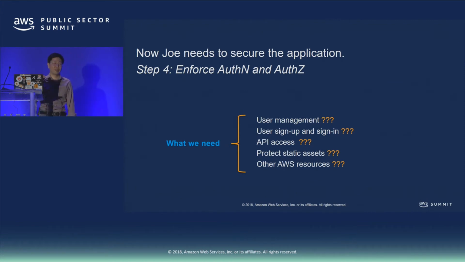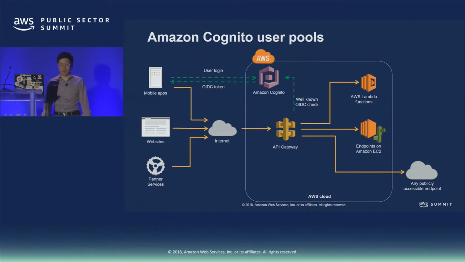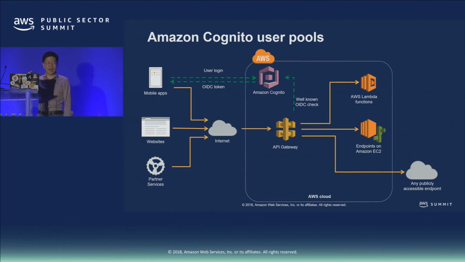But if you want to build an application, you need authentication and authorization, right? How are you going to manage your users? How are you going to protect your static assets and all the other AWS resources? That's a challenge, actually. What you can do is take advantage of Cognito, our service, to manage the users and all authentication around it.